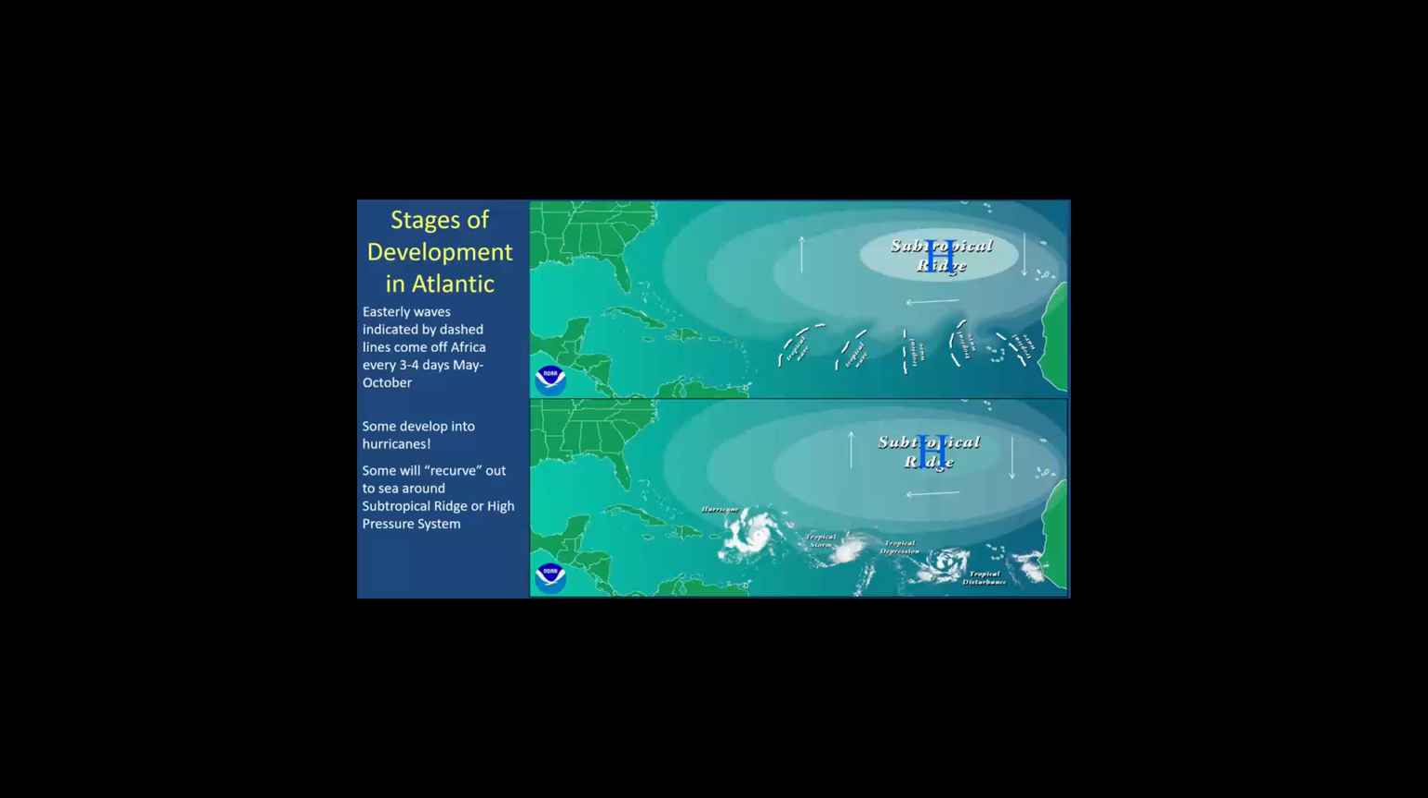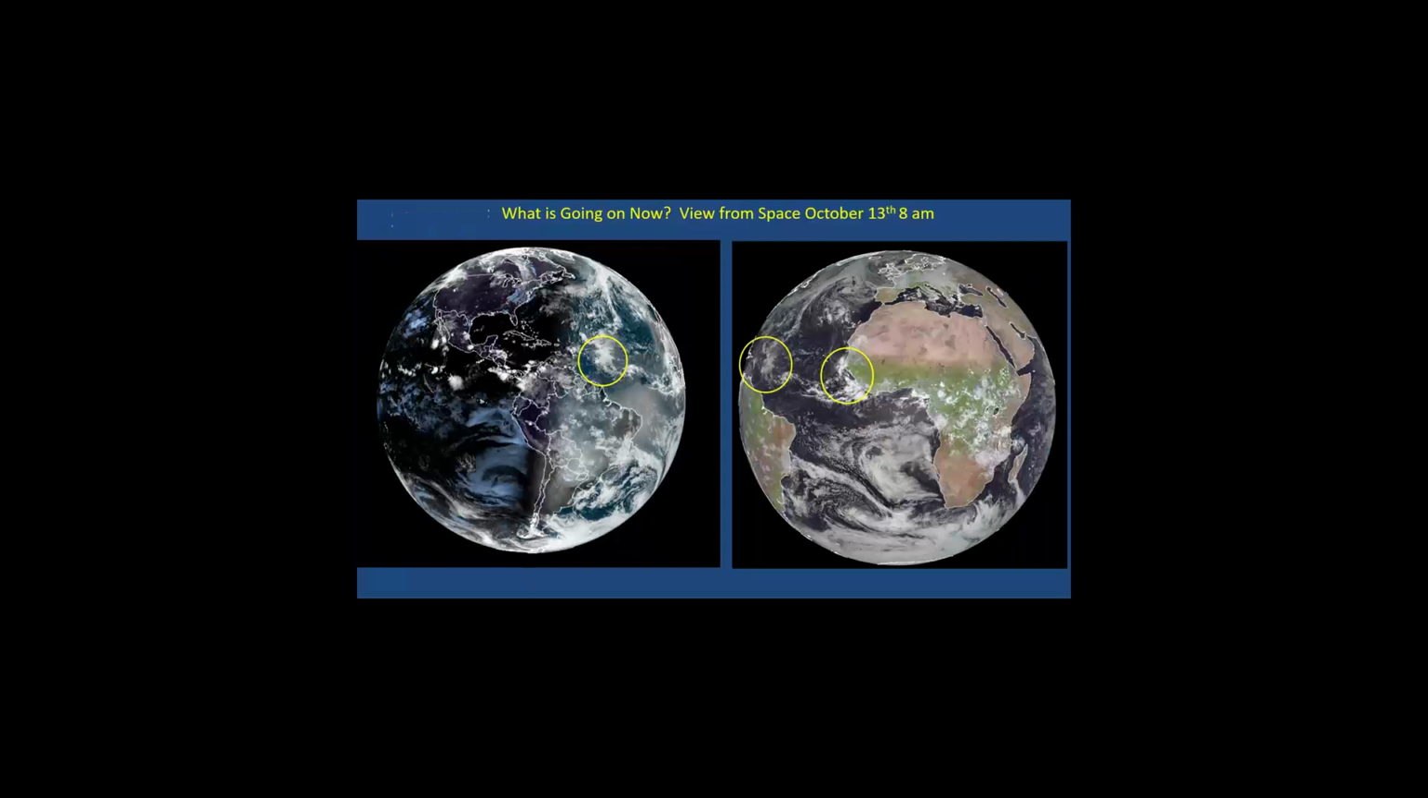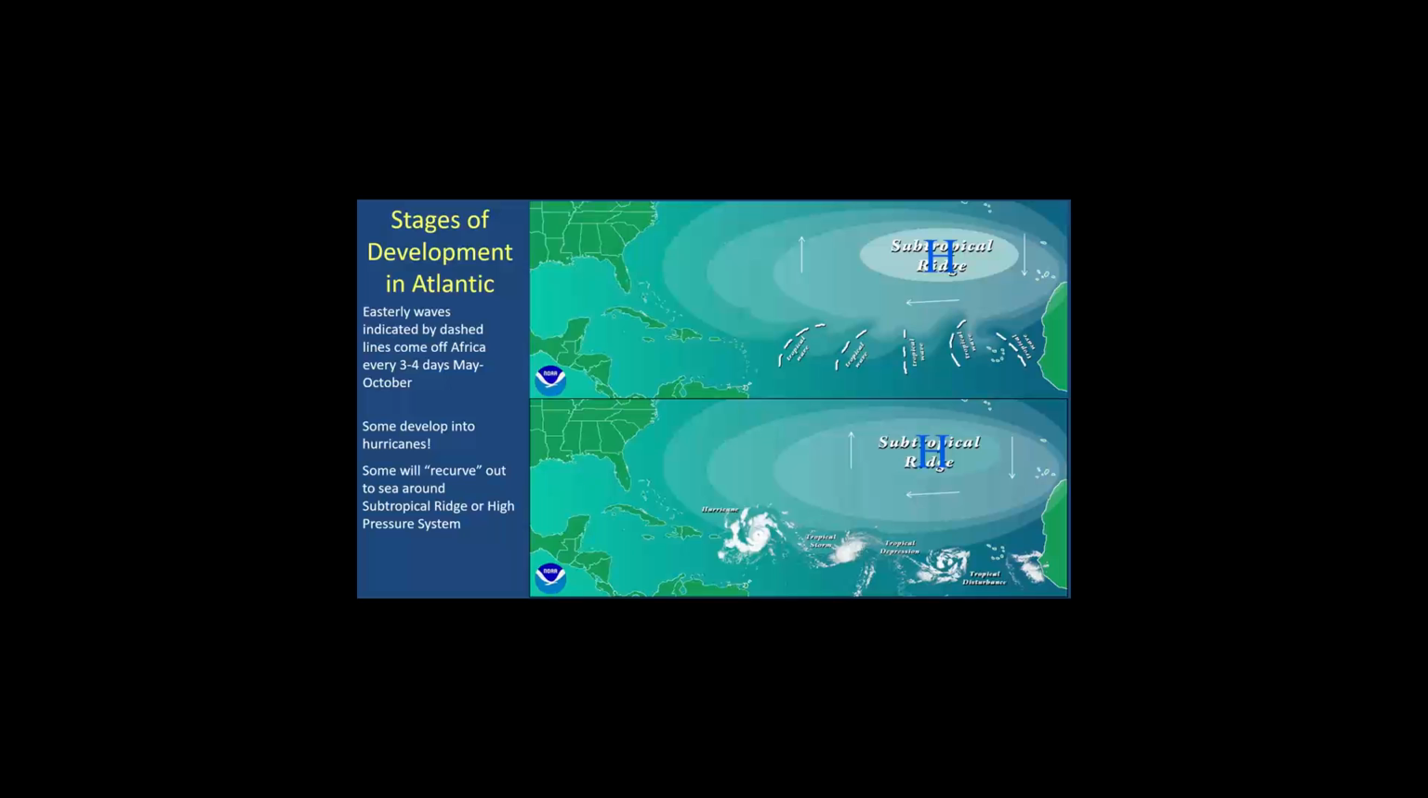And you can see there in the upper right, they're indicated by dashed lines. So we call those tropical waves. And they emerge off the coast of Africa during hurricane season about every 3 or 4 days.